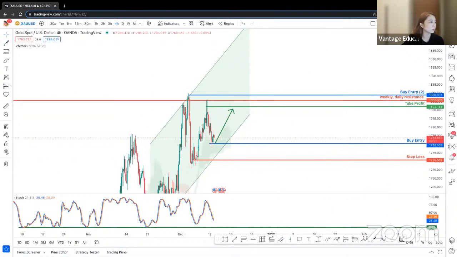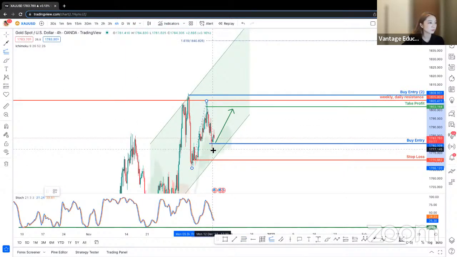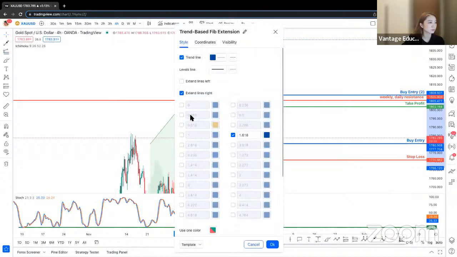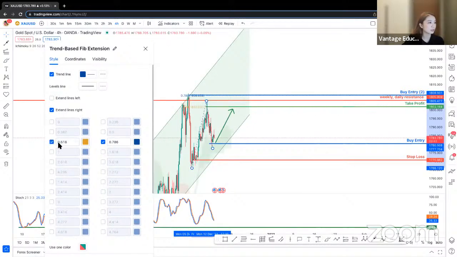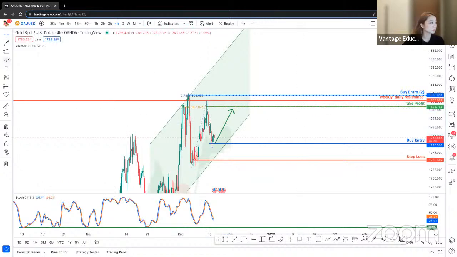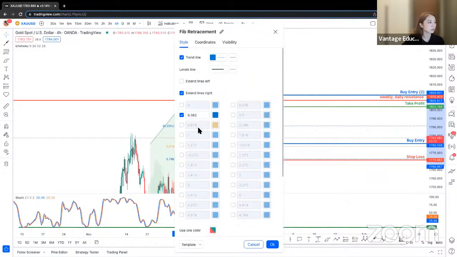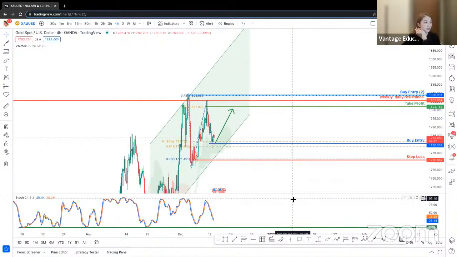All right, so let's take out our Fibonacci. 78.6 is for the second entry. 61.8 is your take profit. 61.8 your buy entry and 78.6 for your stop loss. I believe it's 78.6, no, 61.8 for buy entry as well for retracement. So we are looking at many possibilities for this.